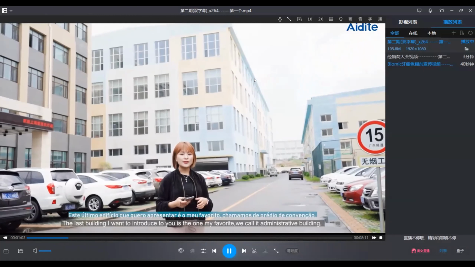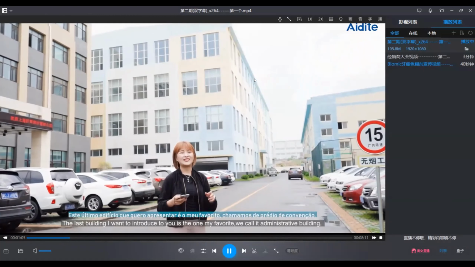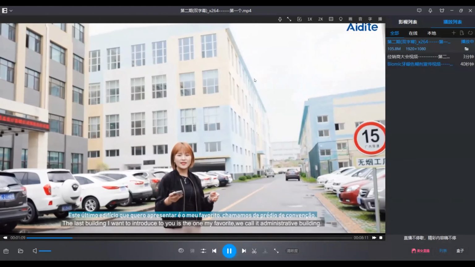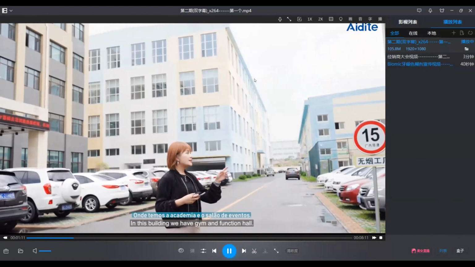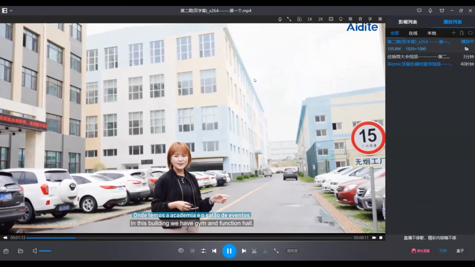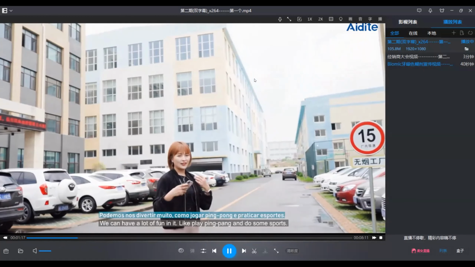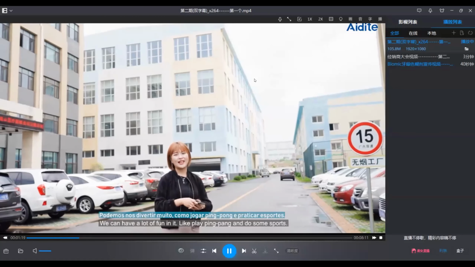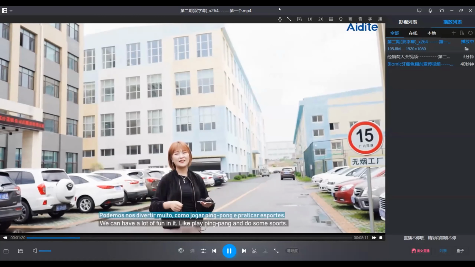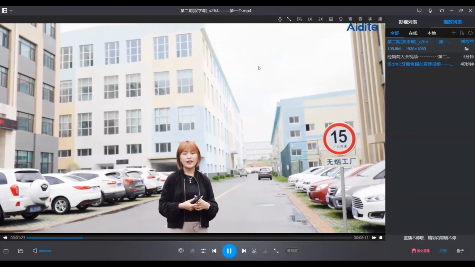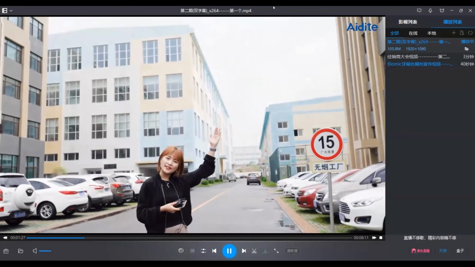The last building I want to introduce to you is my favorite. We call it the administrative building. In this building we have our gym and our function hall. So we can have a lot of fun in this building. Like we can play ping pong and do some sports. And the last is the function hall we have at the top of this building.